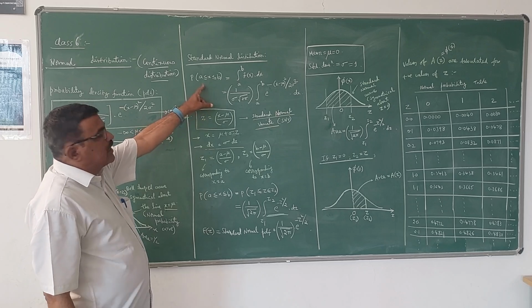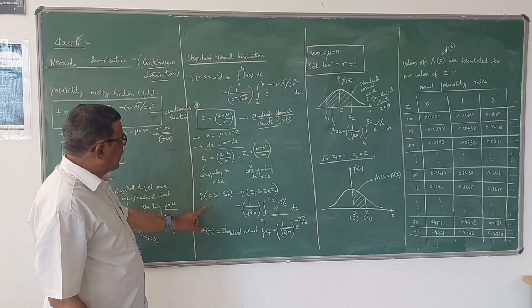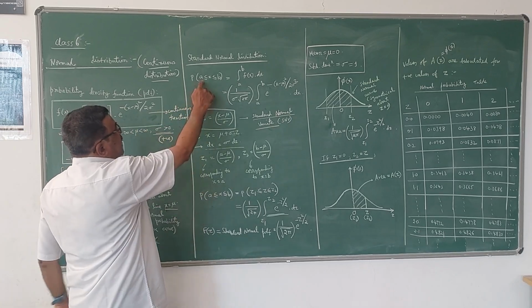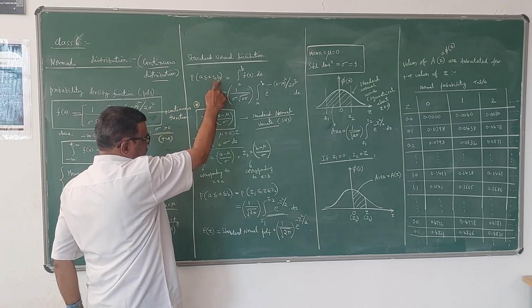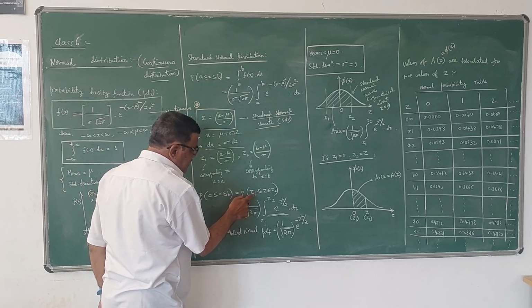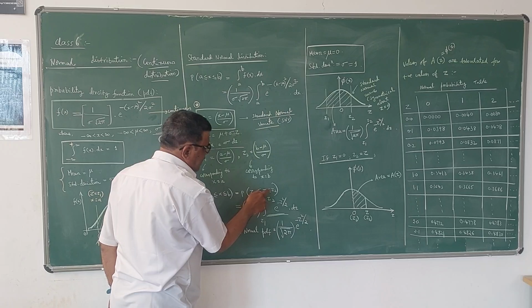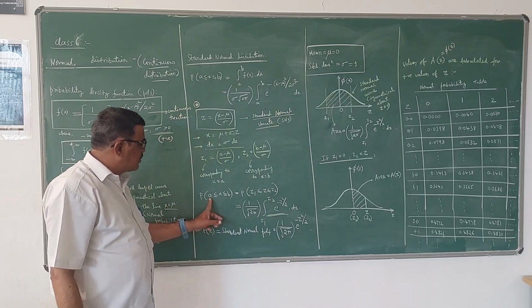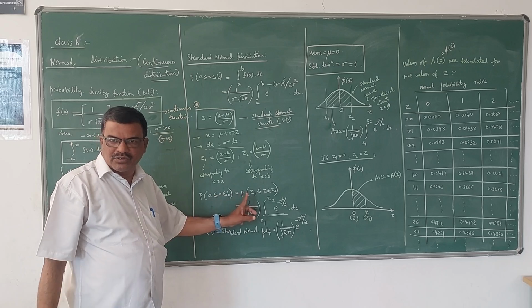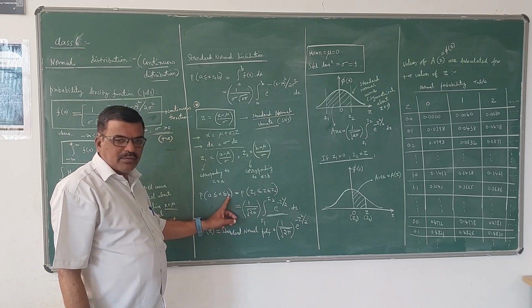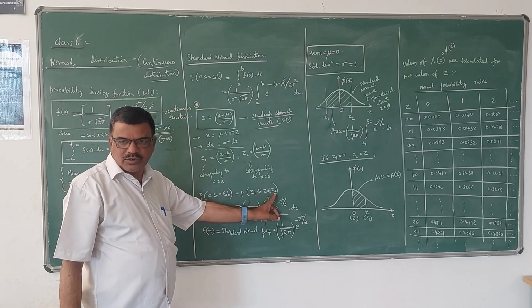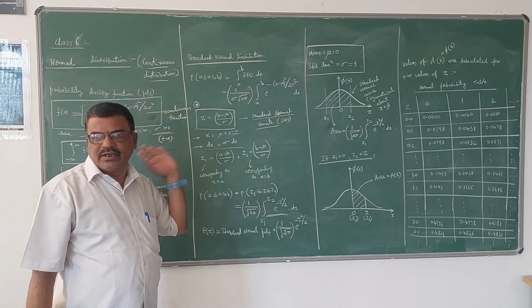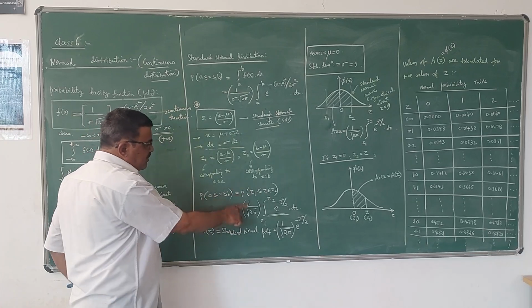Now this probability, we can write like this: p a less than or equal to x less than or equal to b is same as p z1 less than or equal to z less than or equal to z2. So x is equal to a is replaced by z is equal to z1, x is equal to b is replaced by z is equal to z2, and x is replaced by z. Okay. Now this can be written like this.